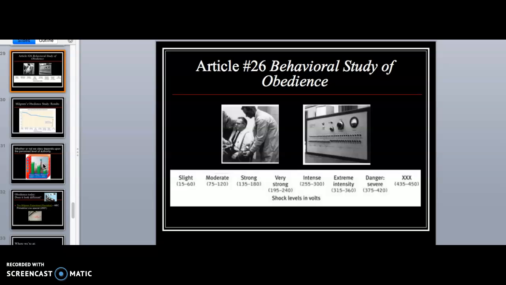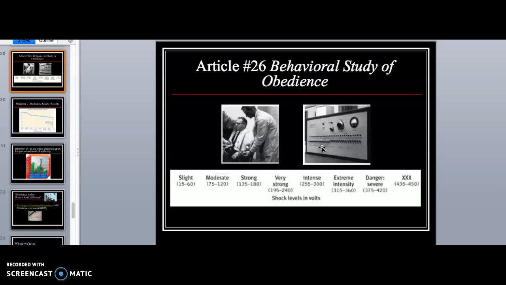So his famous behavioral study of obedience is what we'll be looking at. This is the subject of your extra reading for the week, article number 26, which is posted on Plato, where the study is his own. It describes the procedure of his experiment and the results of it. He set up a contraption like this that delivered fake shocks to a person.